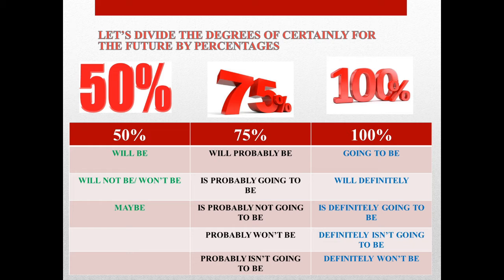In this case, will probably be, is probably going to be, is probably not going to be, probably won't be, and so on. And if we are really sure, if we are pretty sure something is going to happen, we are going to use the 100%. Okay, if you want, stop the video and write all these sentences, all these words. Did you already write them on your notebook? Okay, let's continue.